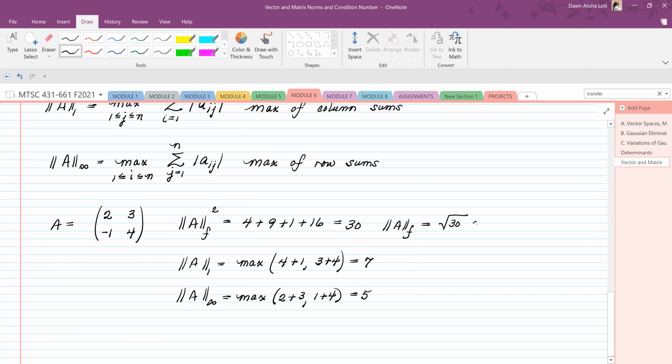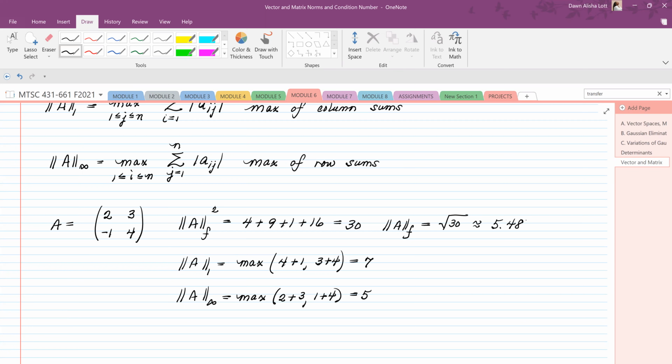And just for our own reference, the square root of 30 is approximately 5.48. So as you can see again, no norm is giving me 520 something. What did I say, 5.48? They're not the same, but be concerned about the magnitude of the norm. Okay, so that's the most important thing in trying to figure this out.